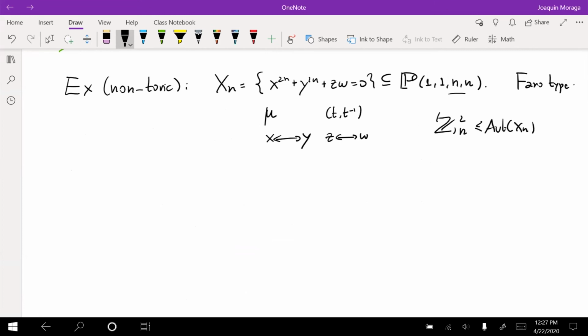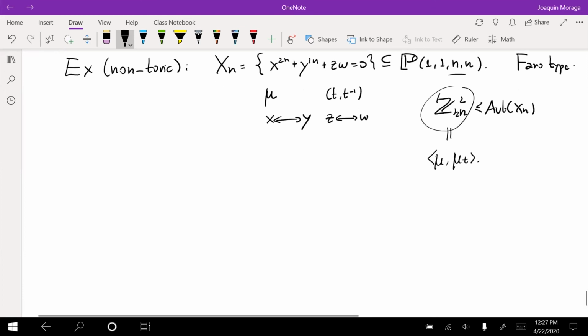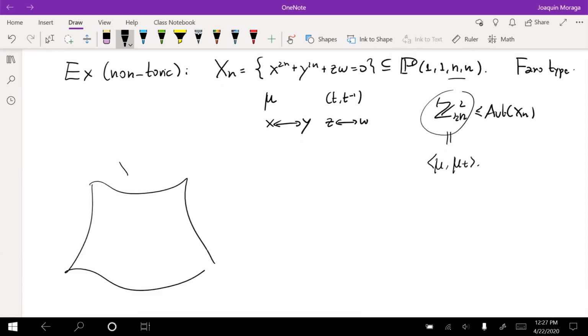So let's see. This is just generated by, well, you can take the roots of unity on the torus and you can take mu. So this is generated by mu, and let's say mu_{2n} is the 2n-th root of unity inside the torus. So let's draw the surface. So the surface looks something like this. X_n, here you have x equals 0 and y equals 0. Here you have the point (0,0,1,0). So this is w equals 0. And w equals 0 is 2n lines.